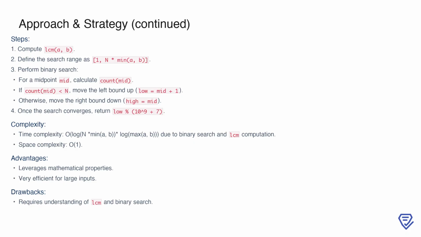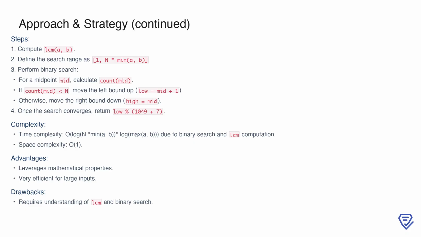First, we compute the least common multiple of a and b, as this is central to the formula for counting magical numbers. Next, we define our search range as 1 to n * min(a, b), since this upper bound ensures we'll capture at least n magical numbers. During the binary search, we calculate the midpoint of the current range and use the count(mid) formula to determine how many magical numbers exist up to that point.